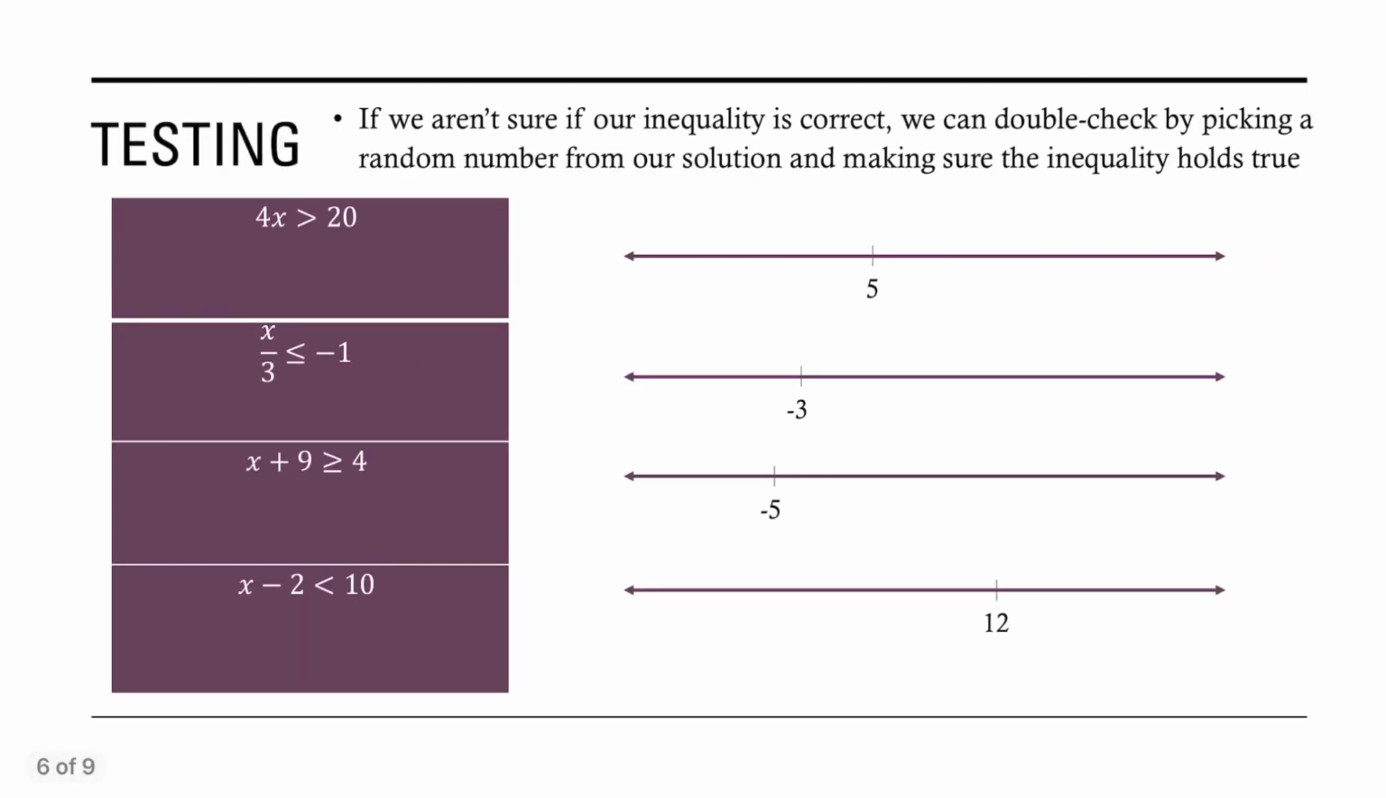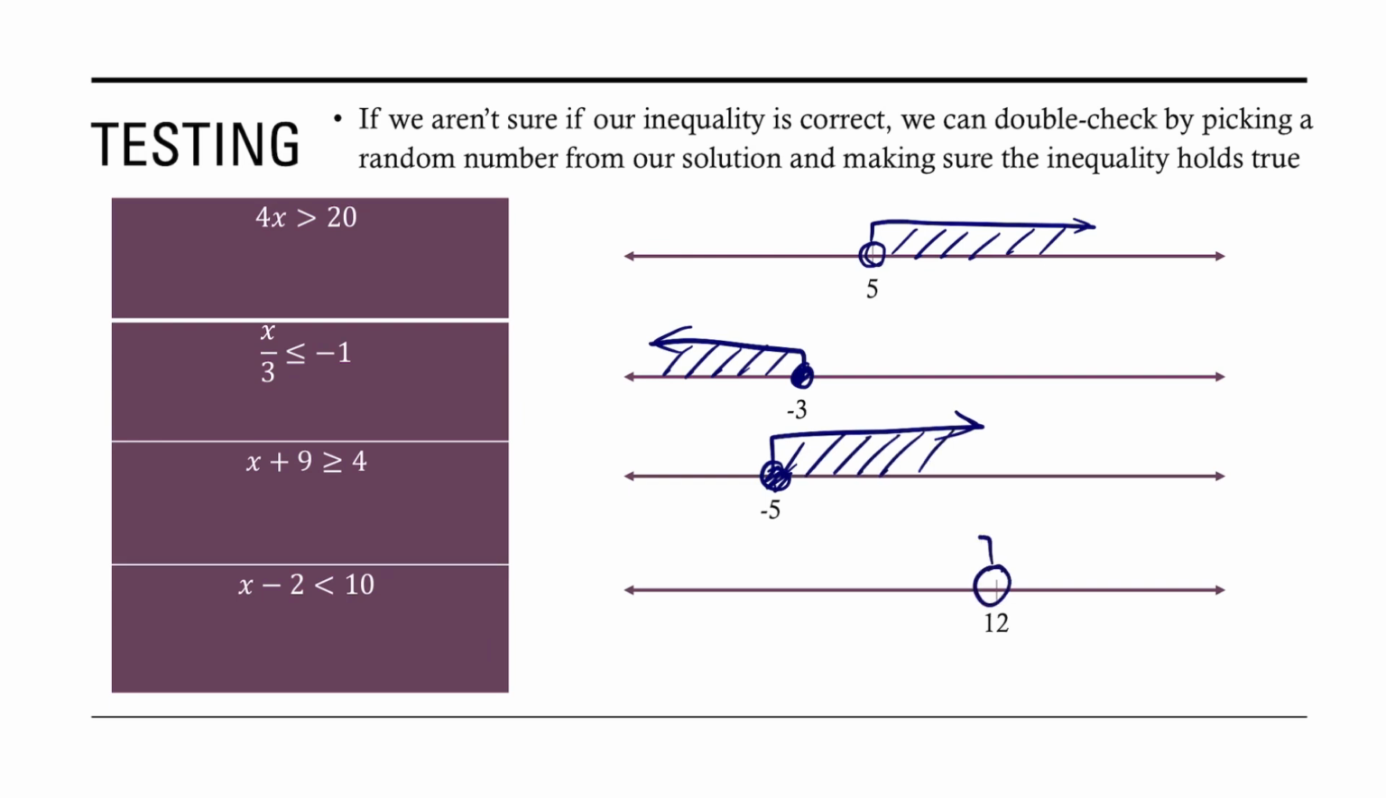If you're not sure if you did this problem right, you're always welcome to pick something and make sure that it works. So let me just draw these arrows really quick that we had before. Here we go. Clearly I care so much about how these look. Okay, so you can always just pick a random number and make sure it works. So like in this first one, I know that like 8 is bigger than 5, for example. So if I plug in 8, so I do 4 times 8, that gives me 32, and that checks out. That is more than 20, so my inequality holds true.